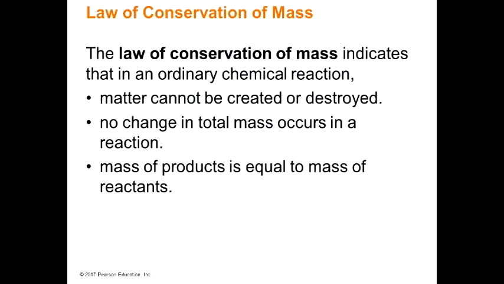The law of conservation of mass indicates that in an ordinary chemical reaction, matter cannot be created or destroyed. Okay? You can't destroy nor create matter. That's it. The mass does not change. If we start on the left side with reactants and we have 10 pounds, we have to have 10 pounds on the right side. Now, what was wrong with the statement I just made about 10 pounds on the right and 10 pounds on the left if I'm in a scientific laboratory?